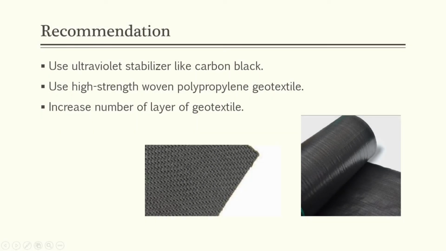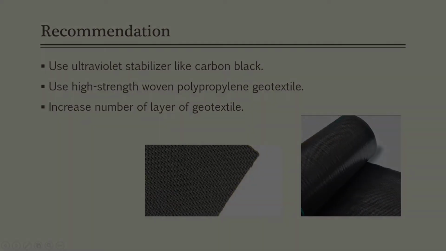So there are several recommendations for the utilization of geotextile tube. The first one is to use an ultraviolet stabilizer such as carbon black in the geotextile tube. Second, we can select high-strength woven polypropylene geotextile. And last but not least, we can increase the number of layers of geotextile in the geotextile tube.